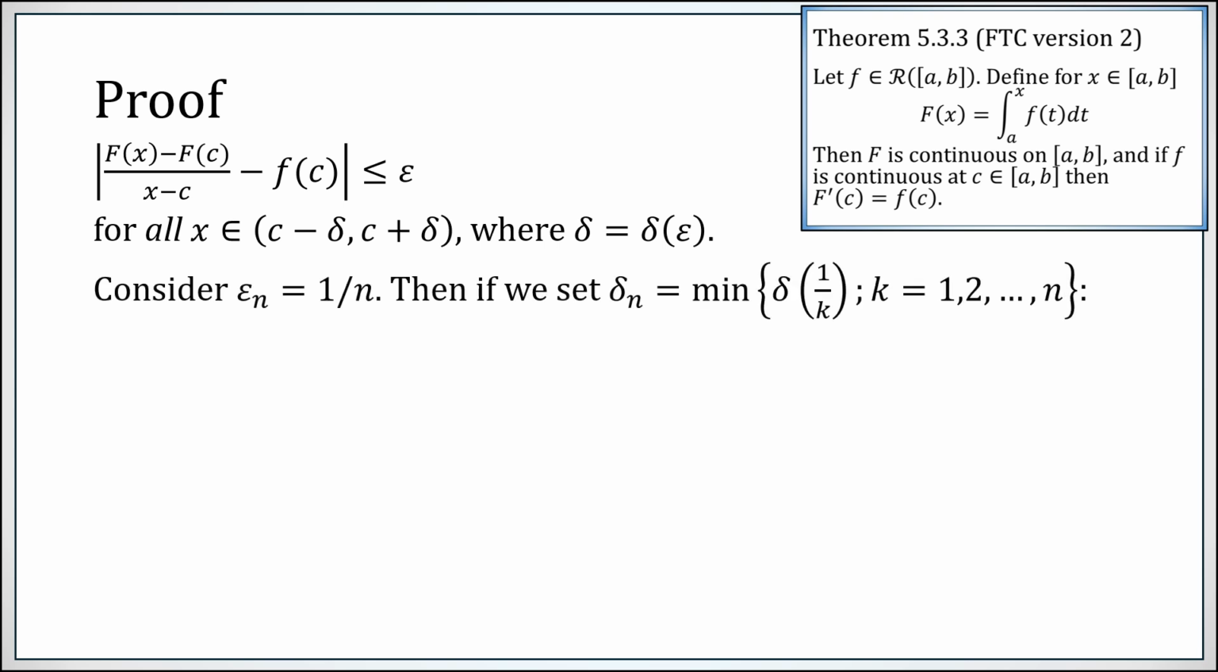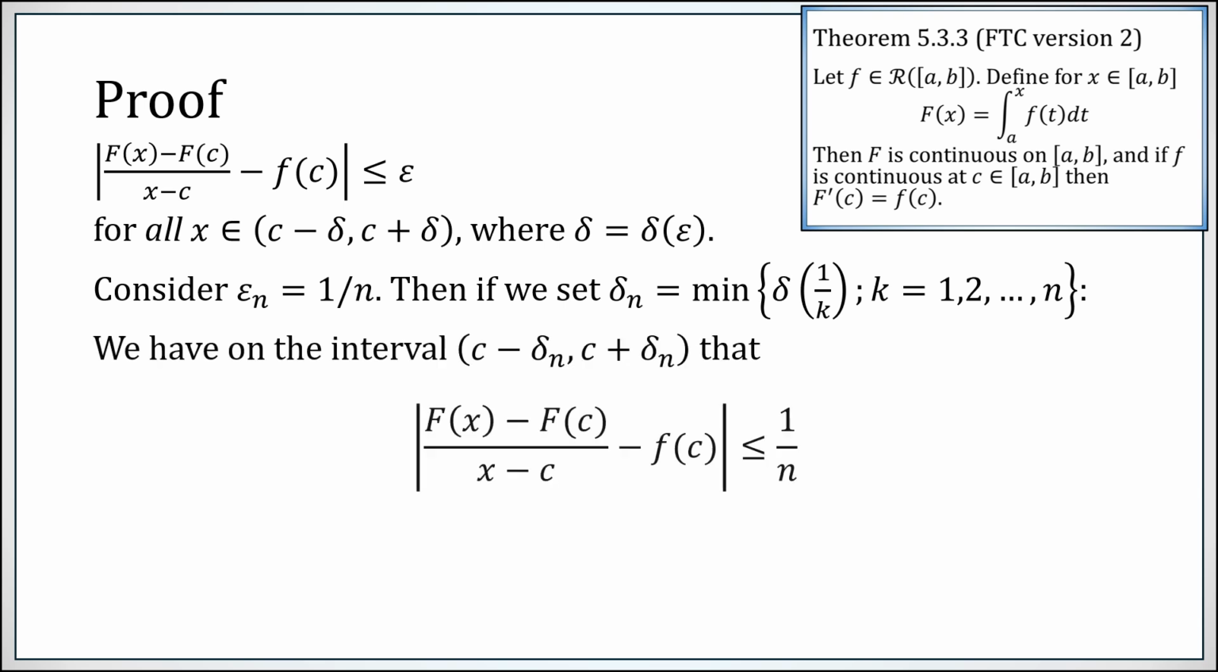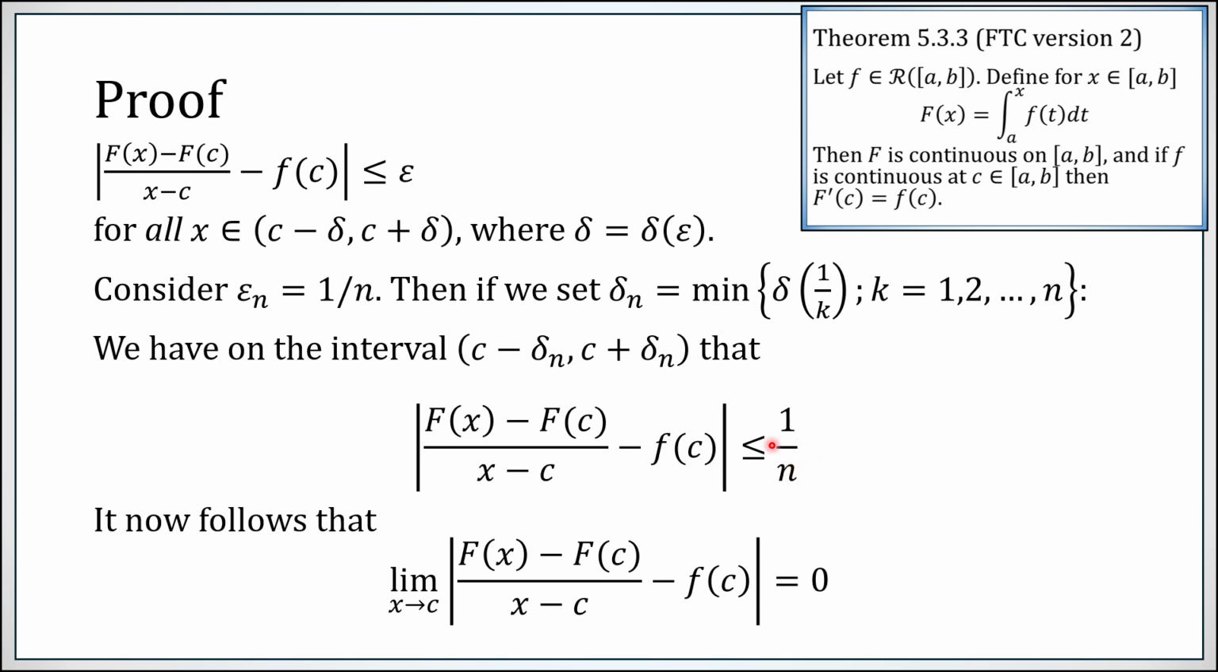So now let's consider epsilon as a sequence 1 over n. If we set delta sub n to be the minimum of the deltas generated for 1, 1/2, 1/3 up to 1 over n, we now find an interval on which we have this inequality holding for 1, 1/2, 1/3 all the way up to 1 over n. Now we can simply take a limit as n goes to infinity and see that this is 0 as x approaches c. As n approaches infinity, this must intersect down to some interval including the point c or the single point c. Either way, as x approaches c, this quantity must converge to 0.